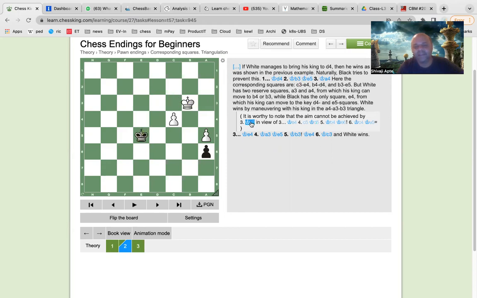And remember here, directly going to c3 was not going to win. This was not going to win because black is going to go to the corresponding square. He already has access to that. Now even if you move the c5, it is not going to help.